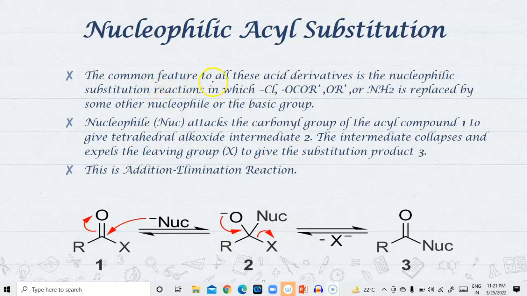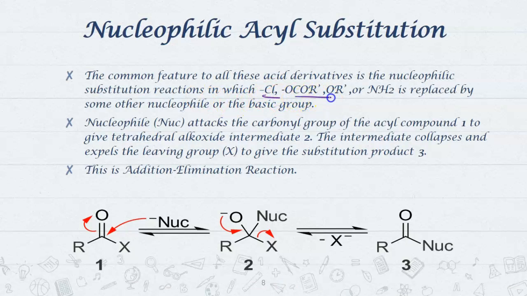Alright, so the most common feature of all these acid derivatives in the nucleophilic substitution reaction is that all of these groups, that is chloride, OCOR', OR', NH2, are replaced by some other nucleophile or some other basic group, correct? So that is one thing. But you should know what nucleophilic acyl substitution is.